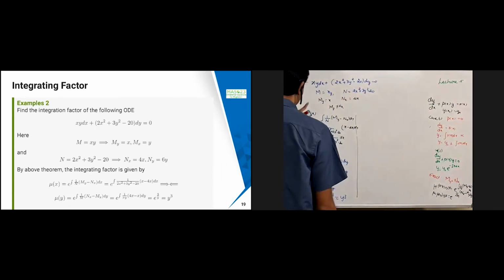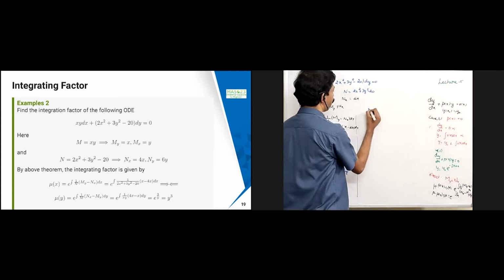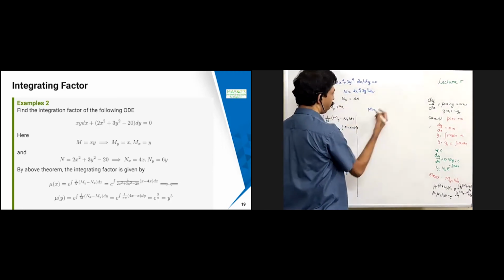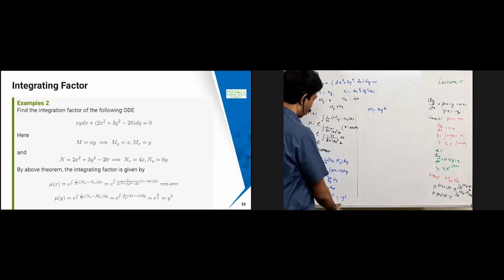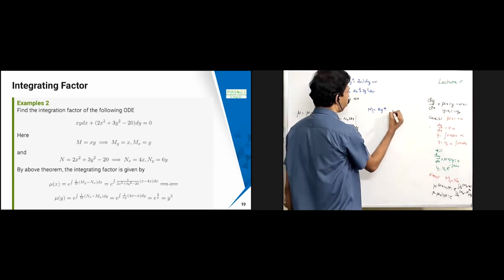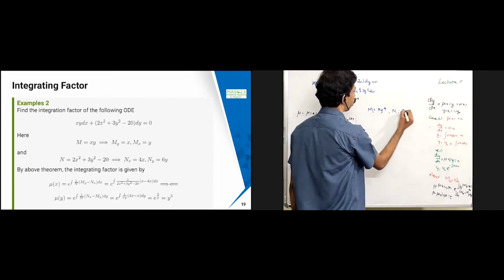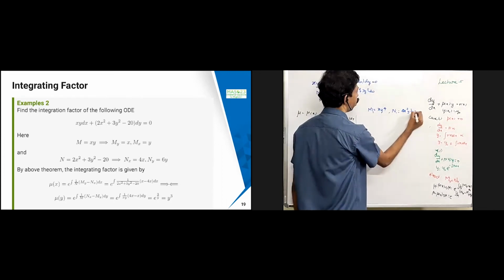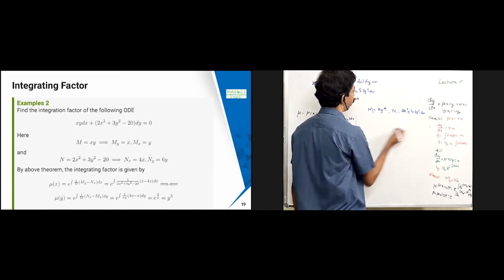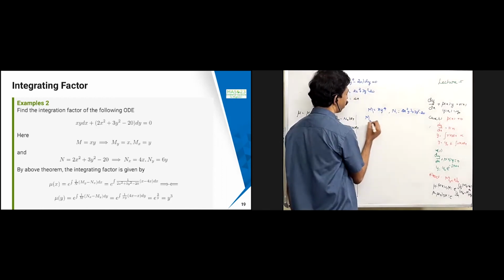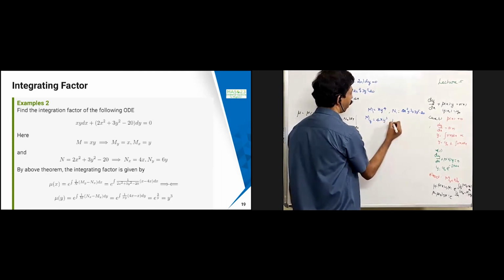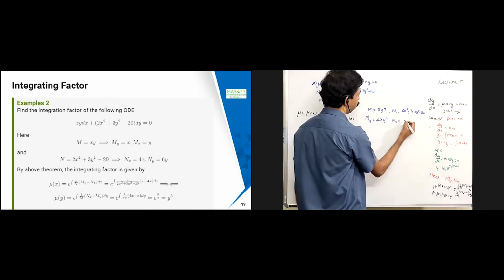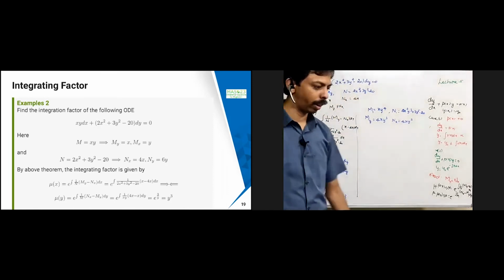So if you substitute it over here, you can verify that. In the new problem, let's say M1 equals x into y power 4, because you have to multiply by y cube, so x y power 4. Similarly, N1 is equal to 2x square y cube plus 3y power 5 minus 20y cube. Now you find your M1y, which is going to be 4xy cube, and N1x is again going to be 4xy cube. So both are the same. You can verify that.